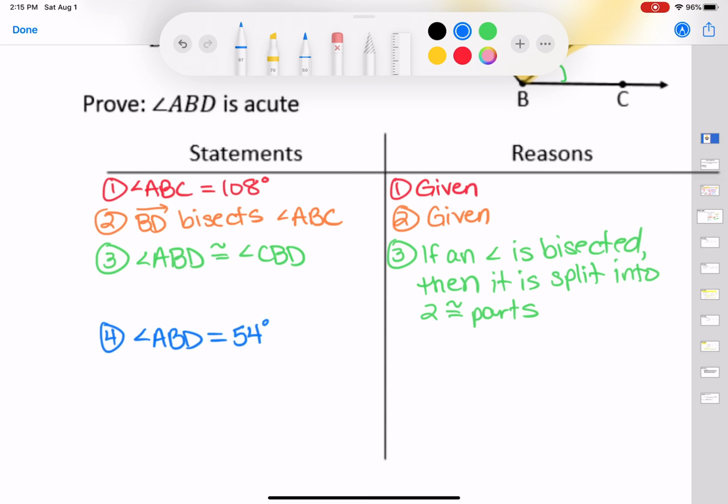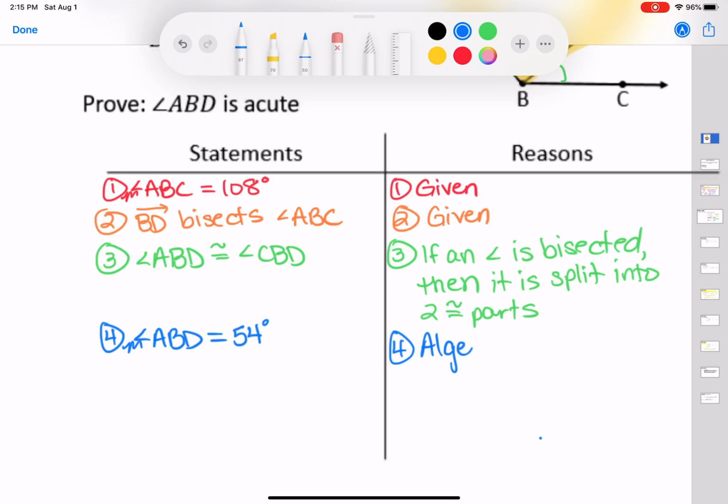Maybe you want to put a little measure in there, right? Measure of angle ABD. I maybe should have put measure of angle ABC is 108. Either way, it doesn't matter. I'm not too picky about that. All right. So how did I know that ABD was 54 degrees? Well, that was just math, right? Algebra, division, however you want to say it.